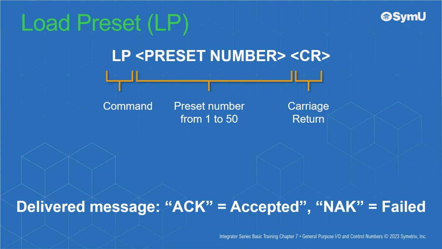The load preset or LP command loads the specified preset from 1 to 50. To recall preset number 1, the command would be LP space 1, then carriage return. If the command is accepted, a message with ACK is delivered. If the command was interpreted but fails for any reason, the message will be NACK, not acknowledged.